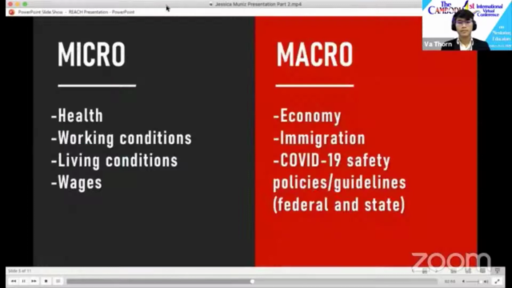There are a couple of aspects to this question. I focus on the micro and the macro aspects. Up close, I'm looking to compare the health, working conditions, living conditions, and wages of farm workers from the pre-COVID era to our current moment during the pandemic. At the micro level, I'm looking to understand the changes or lack of change in the community and immigration. I'll also be analyzing the effectiveness of COVID-19 safety policies and guidelines at the federal and state level on farms.